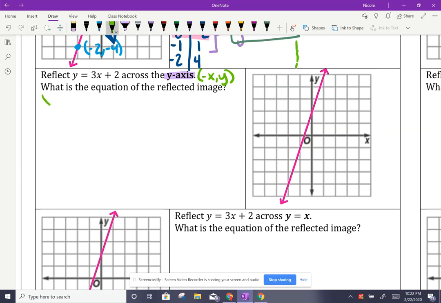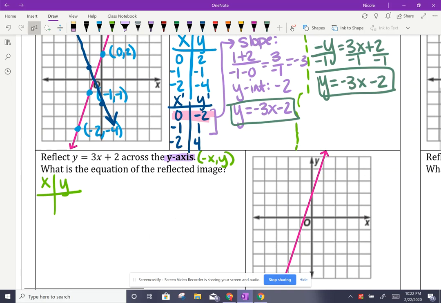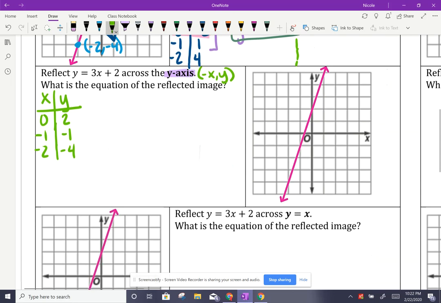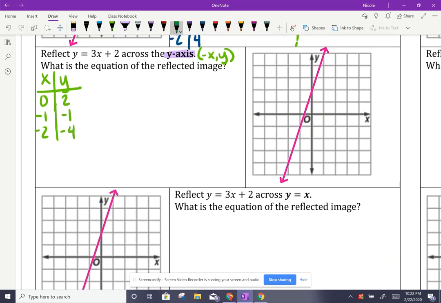So I'm going to copy down x and y's. This is the same equation. So I have 0, 2, negative 1, negative 2, and negative 2, negative 4. But when we go to change our graph, it's the x that's changing, not the y.